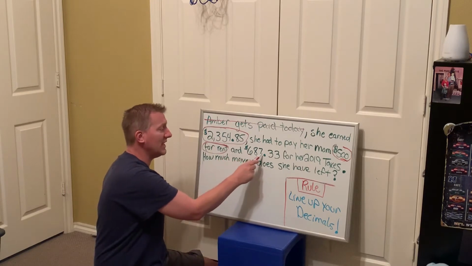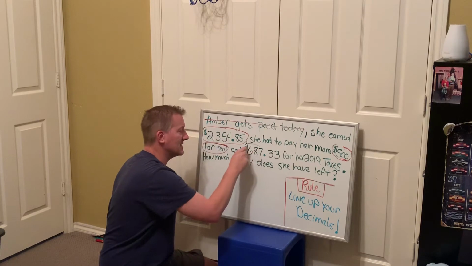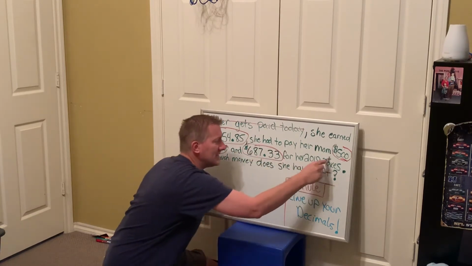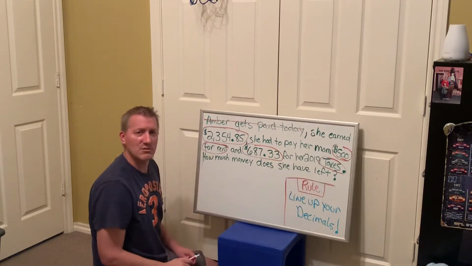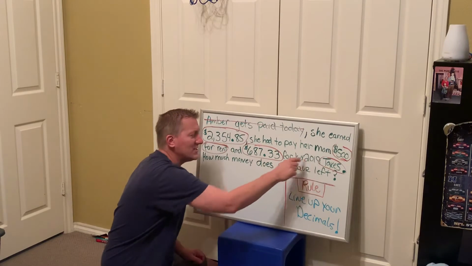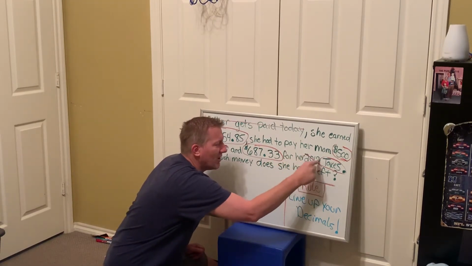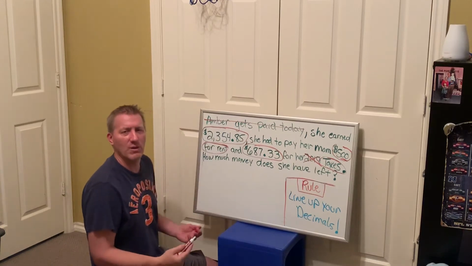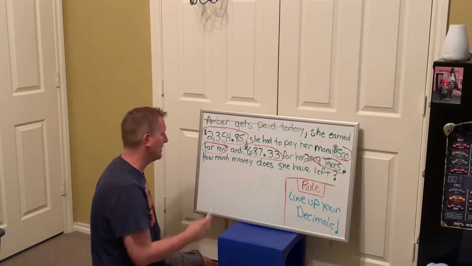And $687.33 for her taxes. So I'm going to circle this and taxes. Am I concerned about the 2019? No. That's just the year it happened. We really don't care about that. We can cross that out. We don't really care what year she has to pay taxes, just that she has to pay that amount.